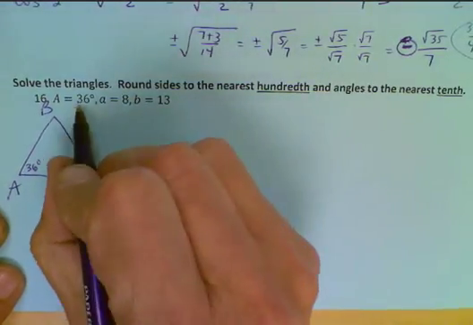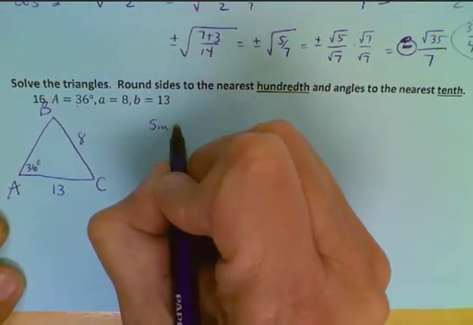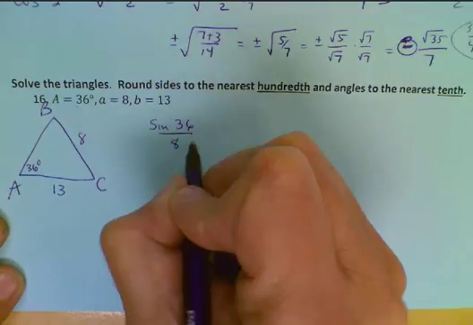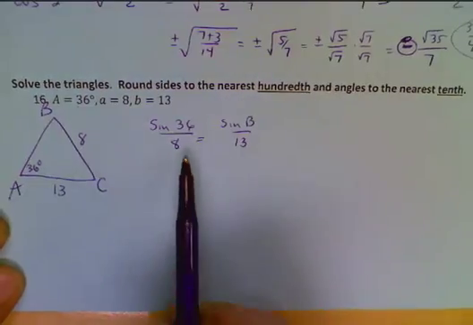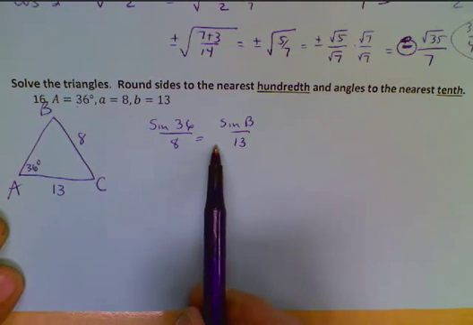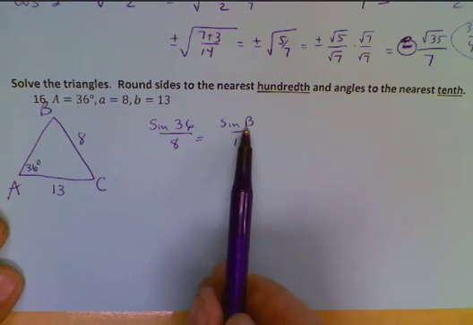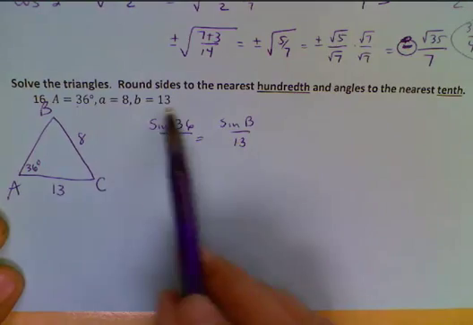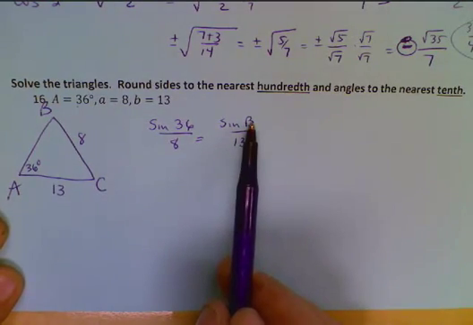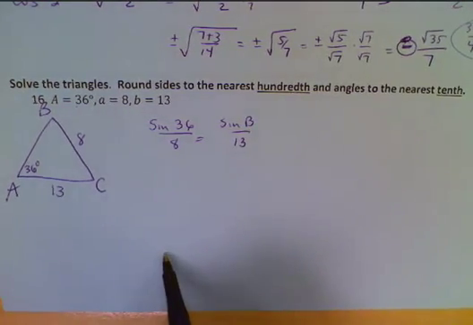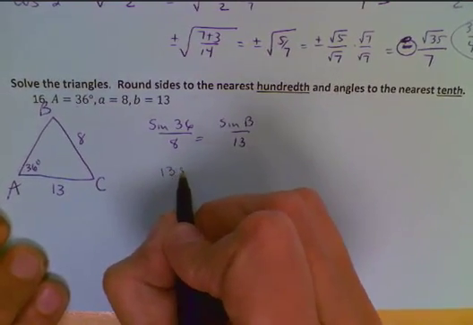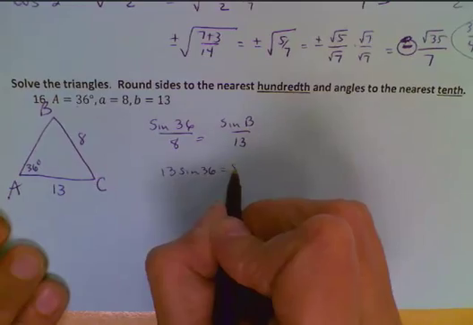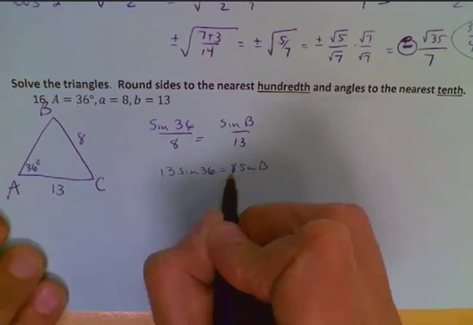You do know that because you have opposites, you can use law of sines. So the sine of 36 is to 8, as the sine of angle B is to 13. Anytime you use the law of sines to find an angle to get started, there possibly could be two solutions. So use your calculator, cross multiply. You're going to take 13 times the sine of 36 equals 8 sine B. You're going to divide by 8.